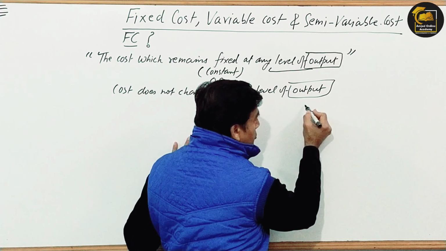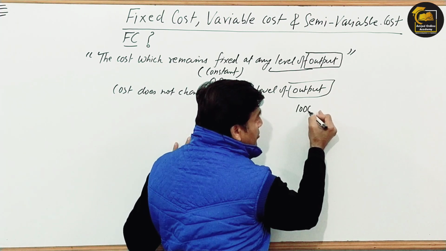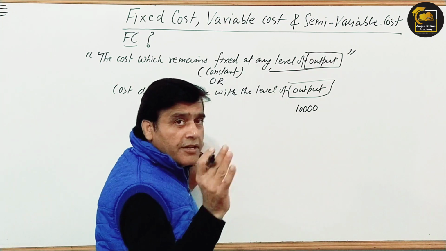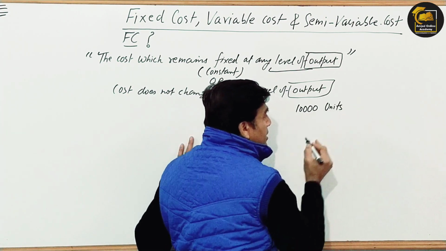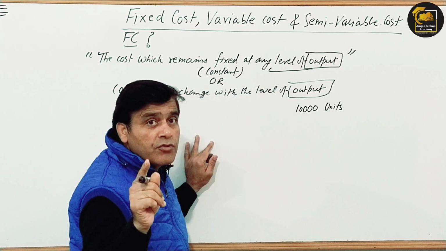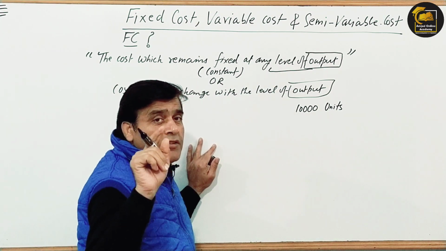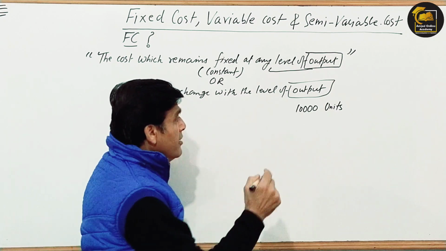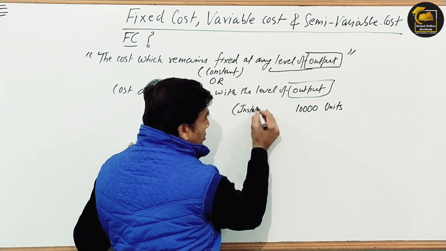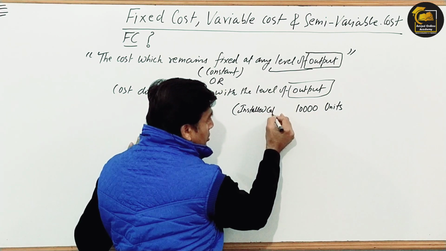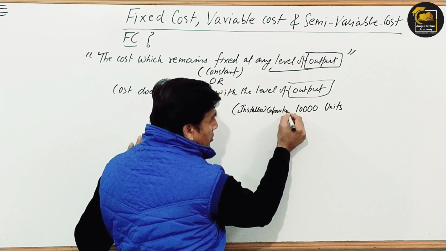Suppose the plant which I have established, the plant which I have started, is able to produce 10,000 units. That is the maximum capacity. When we define the maximum capacity, this is known as installed capacity.